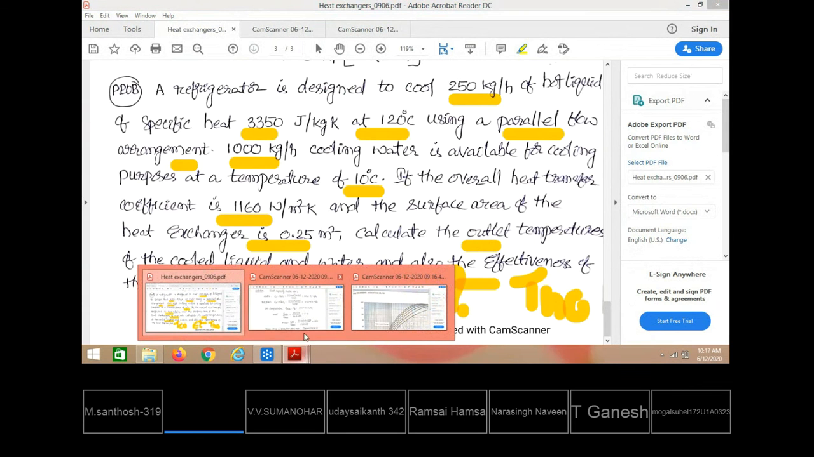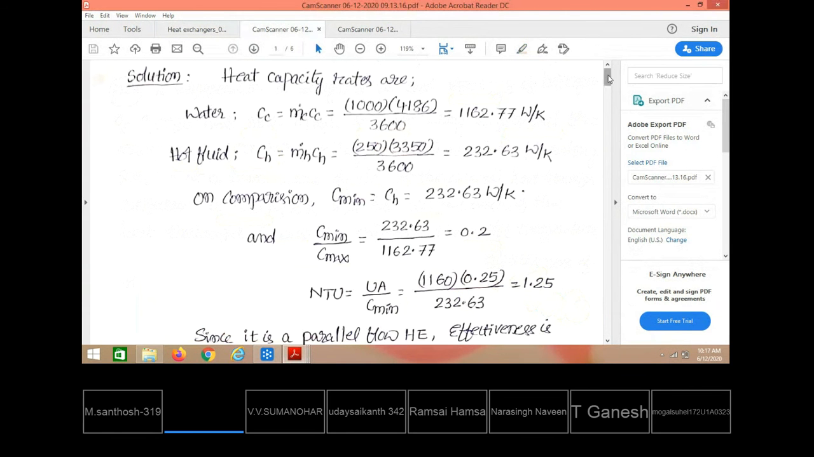You see here the same problem we are working. Heat capacity rates for the same case: heat capacity rate means mass flow rate times specific heat. For cold fluid, water is flowing at 1000 kg per hour with specific heat of 4186, converted to per second, so the heat capacity is 1162.77. Similarly for the hot fluid, mh dot ch: the hot fluid is entering at 250 kg per hour with specific heat of 3350 joules per kg Kelvin. By substituting, we get the heat capacity.